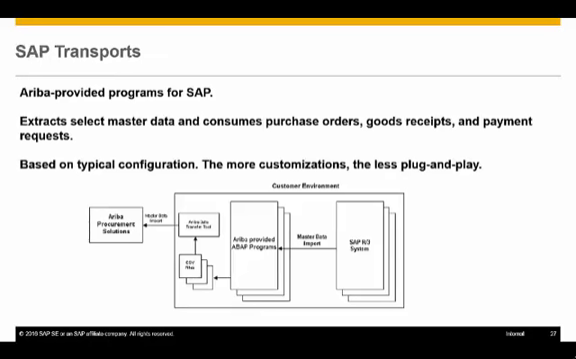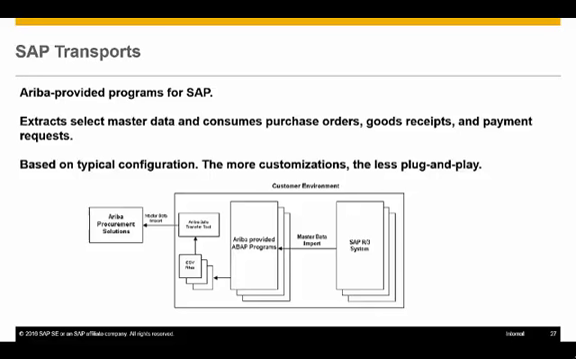SAP transports, these are Ariba provided SAP programs for SAP ERP, of course. It extracts the master data and it creates the CSV file that can be transported over to P2P. It also helps you to consume the transactions that have been created by P2P. So if you create a purchase order in P2P and send it over to ERP, we have pre-built programs that can consume that file and create a corresponding purchase order in SAP. So the transport programs have been designed based on your most typical configuration.